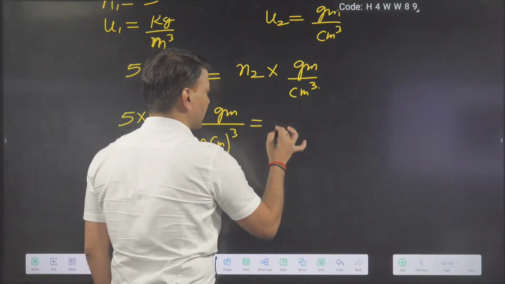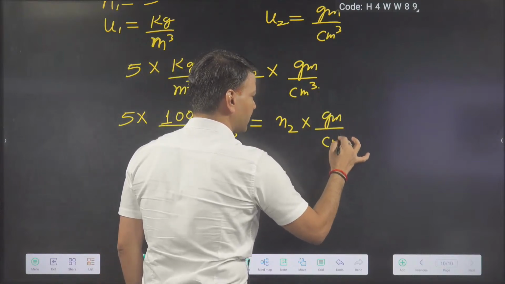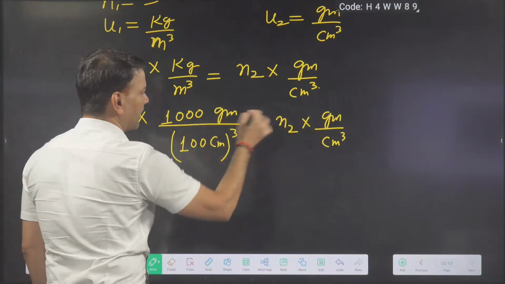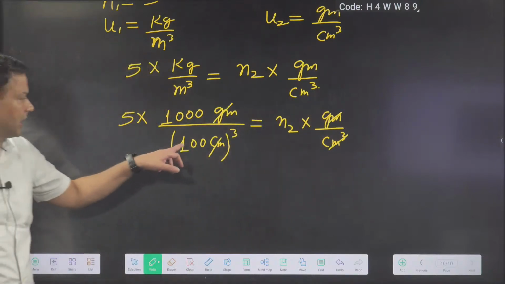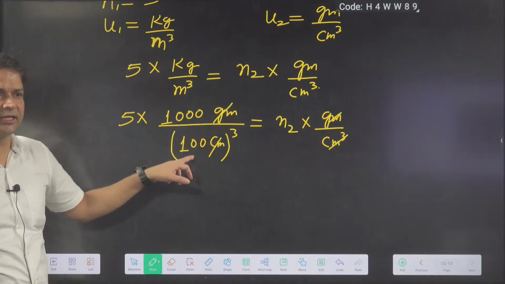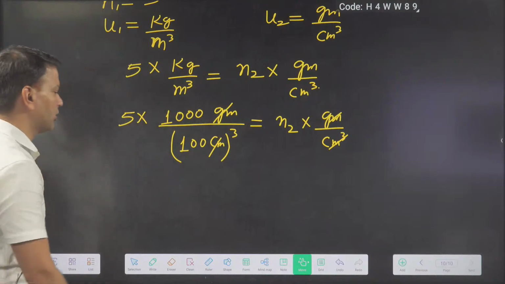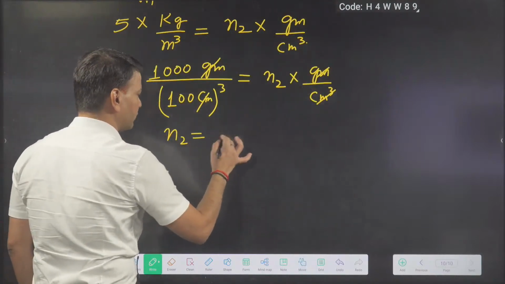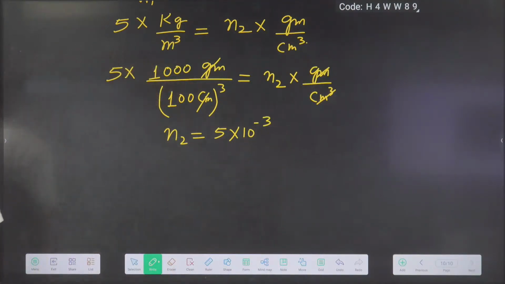That is equal to what, N2 gram per centimeter cube. Okay, now here gram will cancel out, centimeter cube will get cancelled. So here I got 100 to the power 3, that is 10 to the power 6. It will go in the numerator, minus 6. Then N2 is equal to 5 into 10 to the power minus 3. Everybody got or not? So the answer we will get is the same.